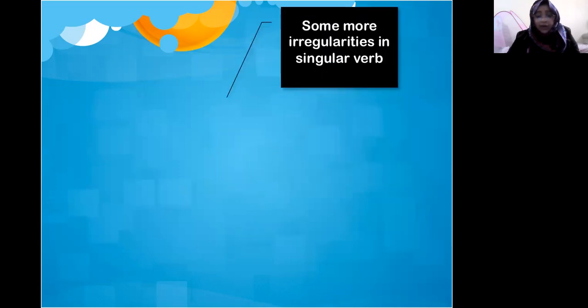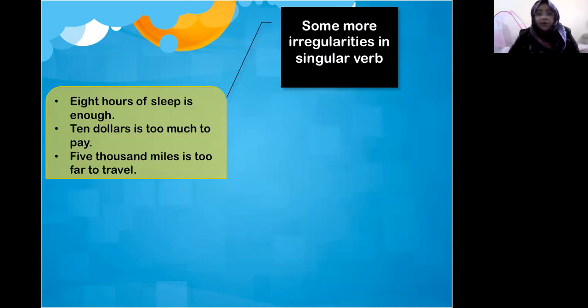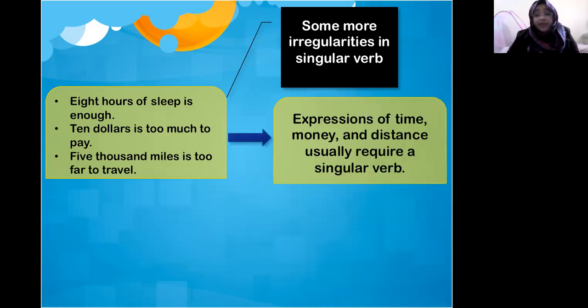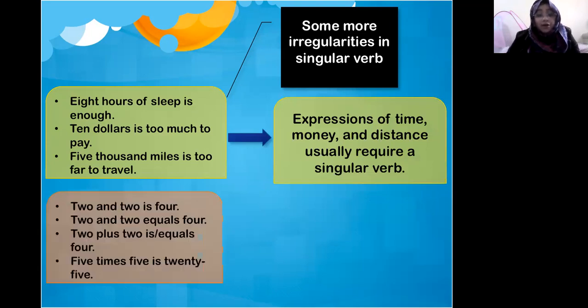Okay, some more irregularities in singular verb, like 8 hours of sleep is enough. 8 hours of sleep, although it sounds like plural, we consider it singular. 8 hours of sleep is enough. $10 is too much to pay. 5,000 miles is too far to travel, right? Now, expressions of time, money, and distance usually require a singular verb.